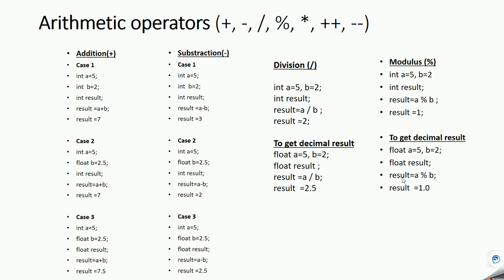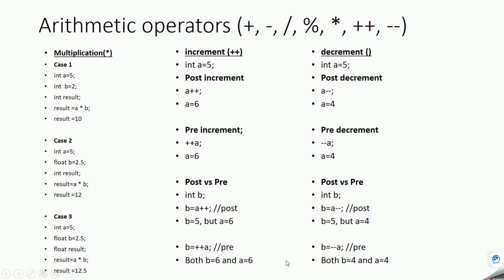Let's see other operators. We have another operator here, multiplication. This also works similar to addition. So we have two integer variables, a and b, 5 and 2, and we have an integer result, and if we perform this operation it will give 10.